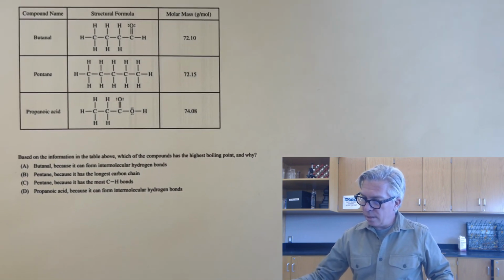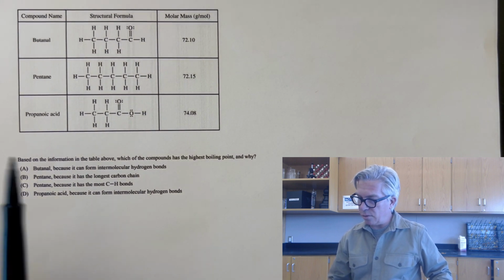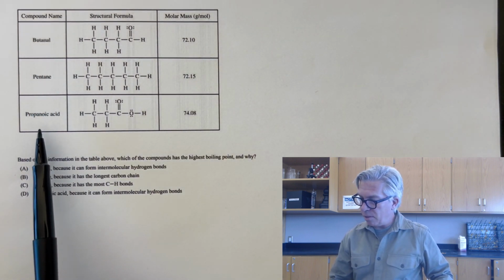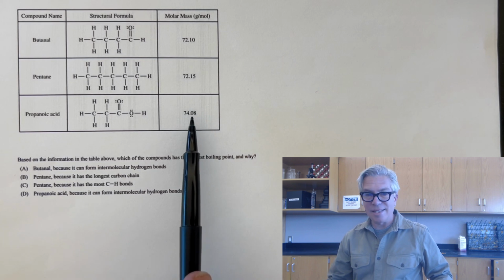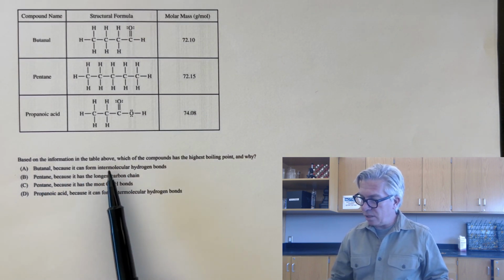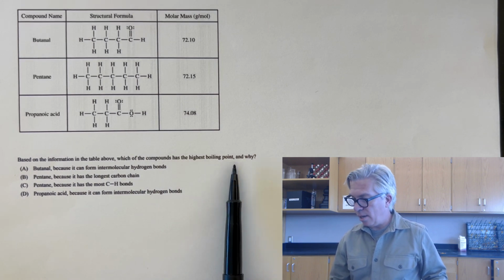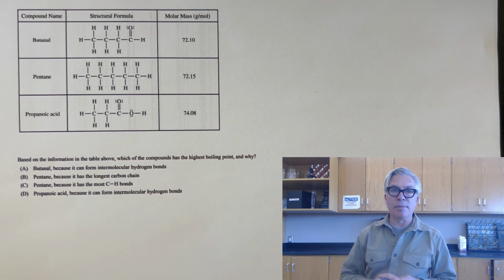Okay. Let's take another pause the video moment about boiling points and see if you can grab this one. So we have butanol, pentane, propanoic acid. Their molar masses, again, are very similar. Please note that. And it says, based on the information in the table above, which of the compounds has the highest boiling point and why? Take a moment, pause the video. Back here in a couple of seconds.